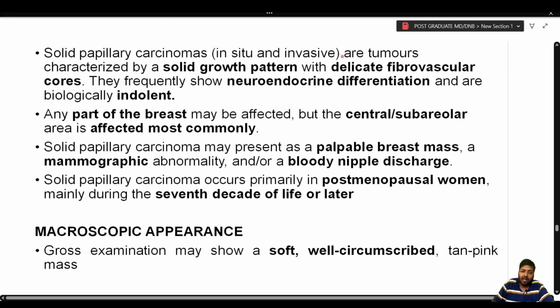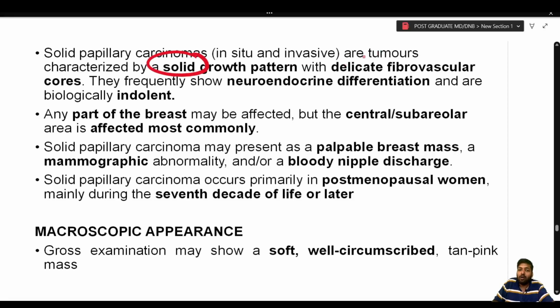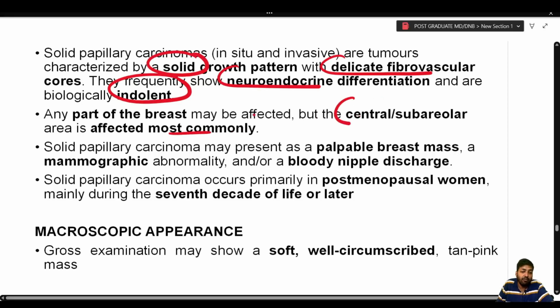Solid papillary carcinomas are tumors characterized by a solid growth pattern, but the background comprises a delicate fibrovascular core. Very importantly, they show neuroendocrine differentiation, and they are biologically very slow growing tumors. That is why it is important to understand and recognize these lesions. Any part of the breast may be affected, but the central or subareolar area is affected most commonly. Solid papillary carcinoma may present as a palpable breast mass, a mammographic abnormality, and or as a bloody nipple discharge.